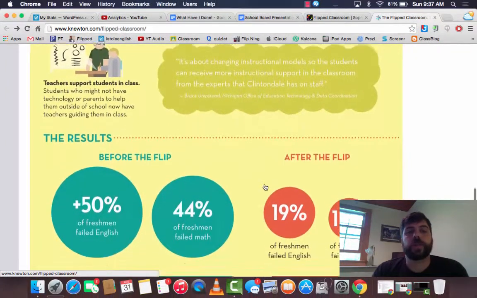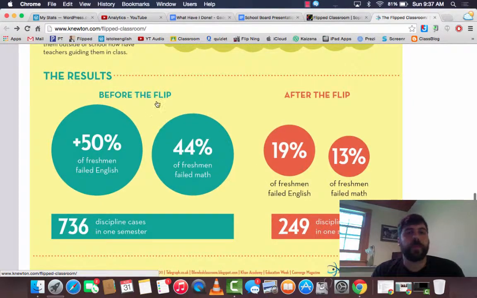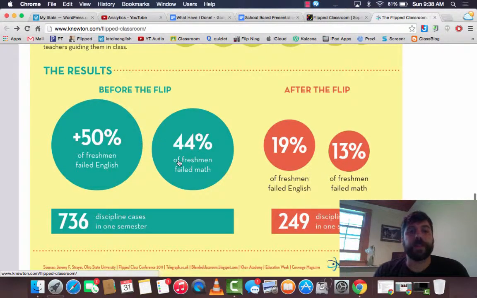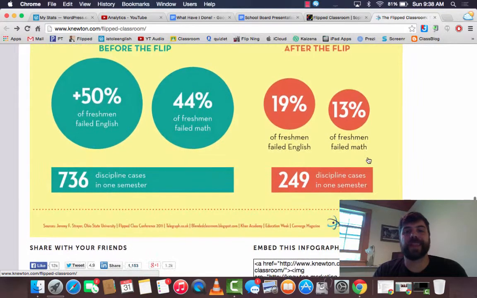Okay, so here are some of the results. Before the flip, 50% of freshmen failed English. Now I know that might not sound as bad, but this is Detroit, this isn't our district. And 44% of freshmen failed math. After the flip, it dropped dramatically. Only 19% failed in English and 13% failed in math. Not only that, there was a dramatic decrease in discipline cases. Huge, from 736 to 249.